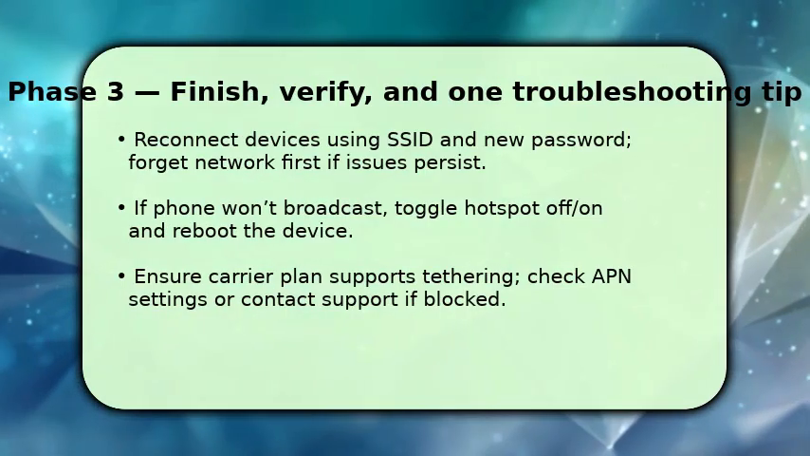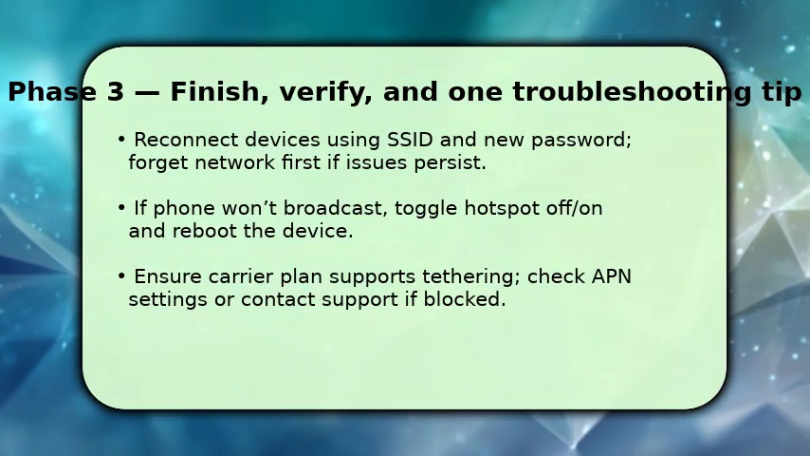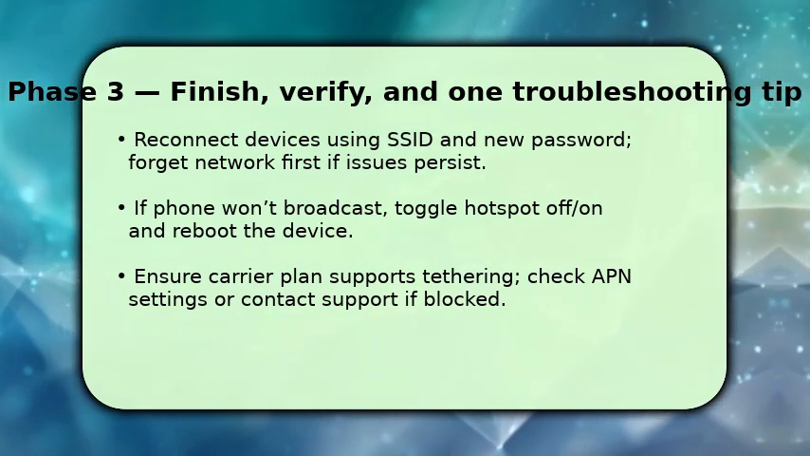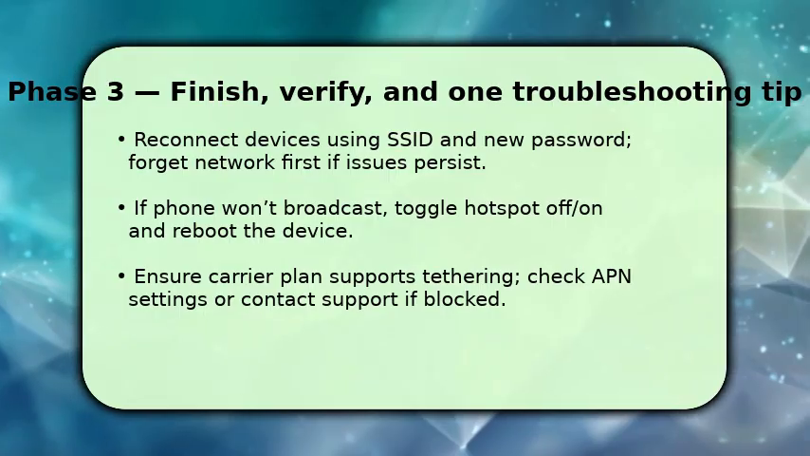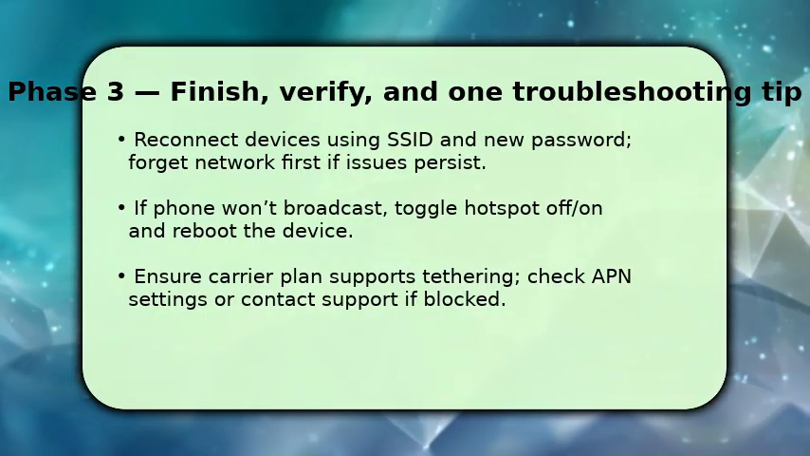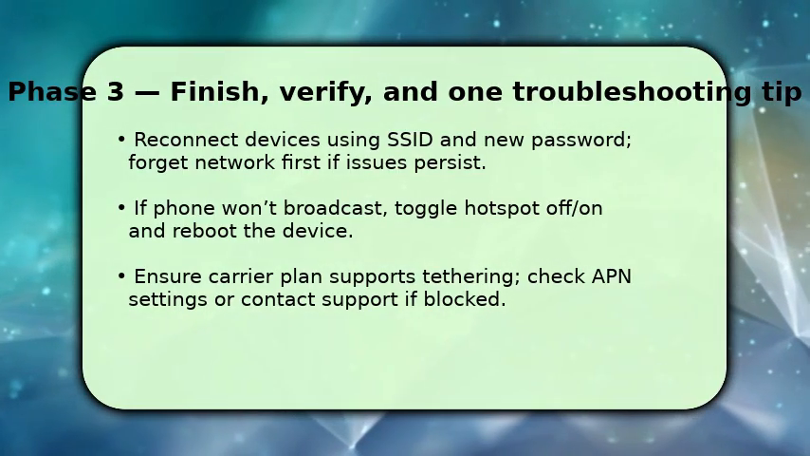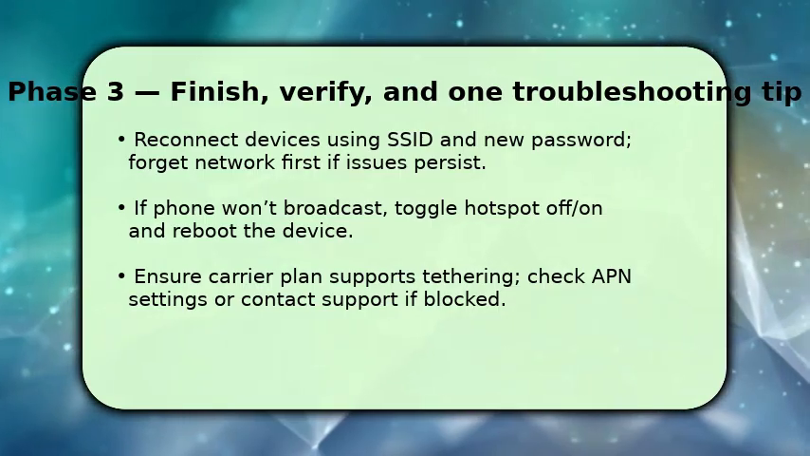You finish by reconnecting each device to the SSID using the new password. If a device won't connect, tell it to forget the network and try again. That clears cached credentials. If the hotspot stops broadcasting, toggle the hotspot off and on and reboot your phone. Many issues clear with a restart.